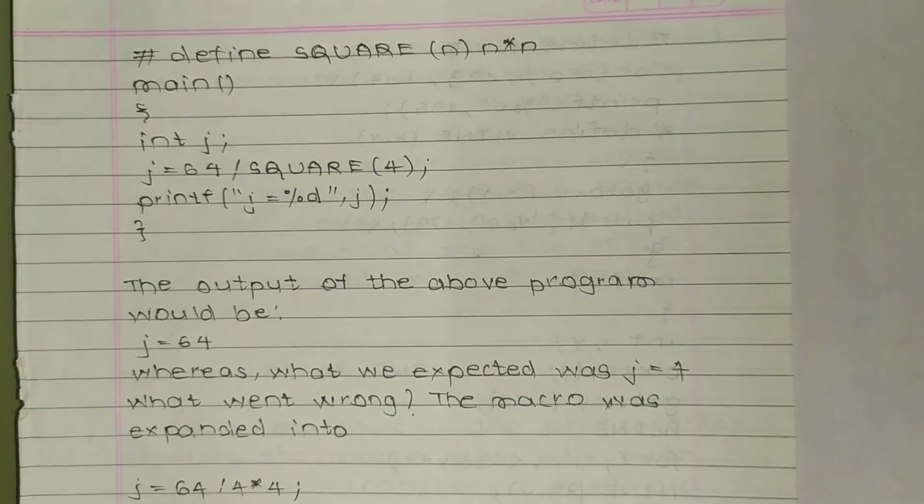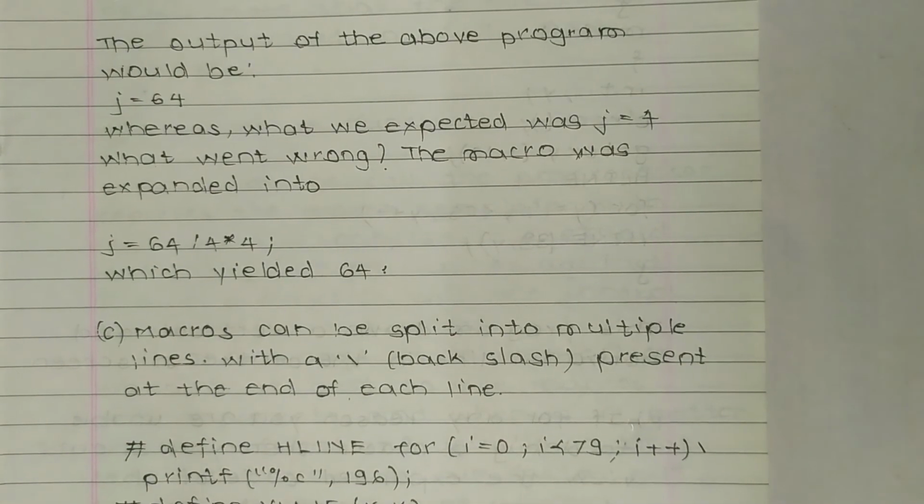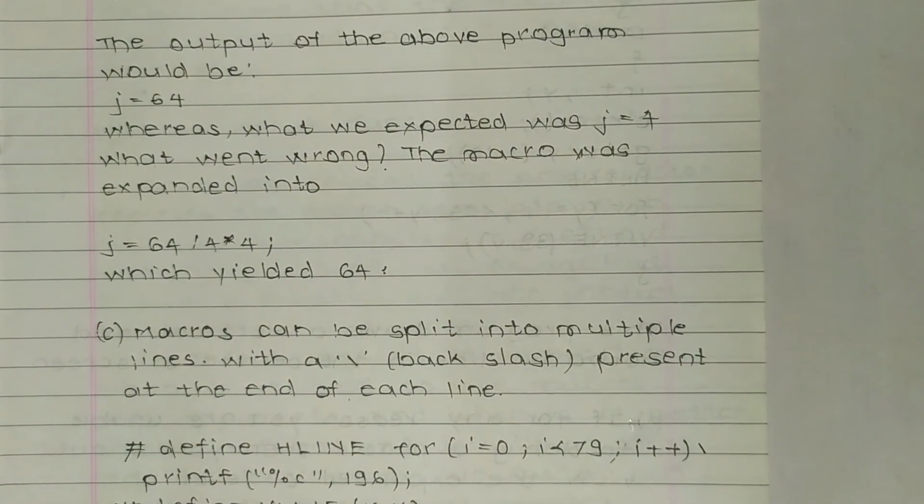#define SQUARE(n) n * n. main: int j = 64 / SQUARE(4); printf("j = %d", j). The output of the above program would be j = 64, whereas what we expected was j = 4. What went wrong? The macro was expanded into j = 64 / 4 * 4, which yielded 64.